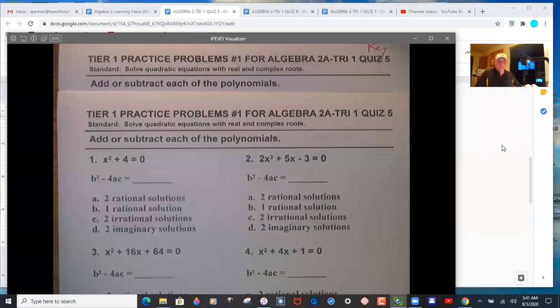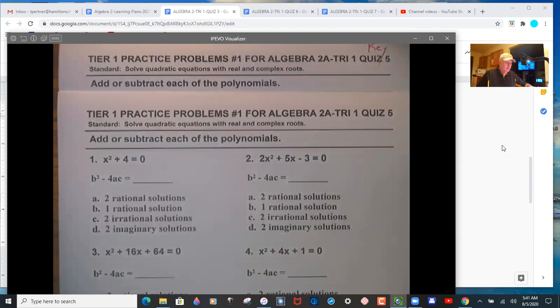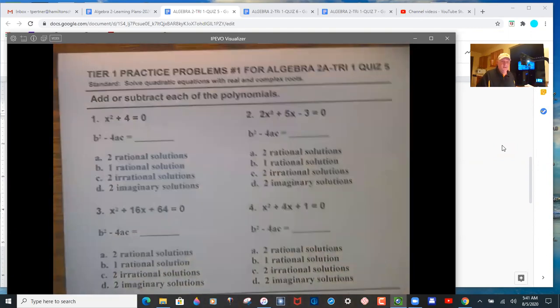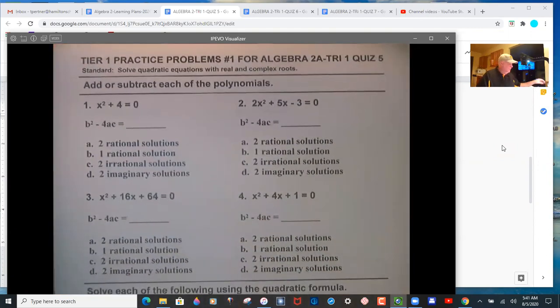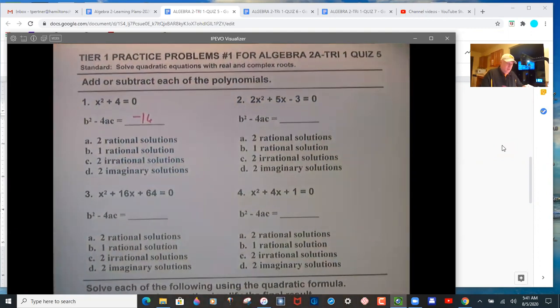These are the solutions for the first practice quiz for quiz 5. It starts out with questions about the discriminant. You need to calculate these correctly and then say the number of solutions. So this is negative 16, meaning 2 imaginaries.